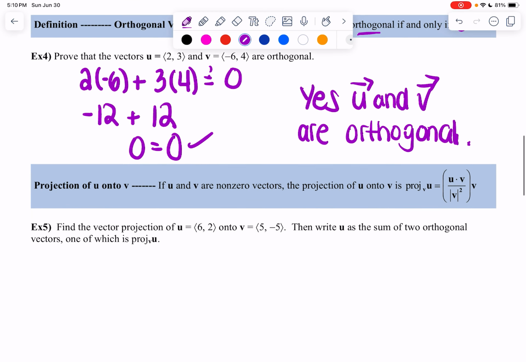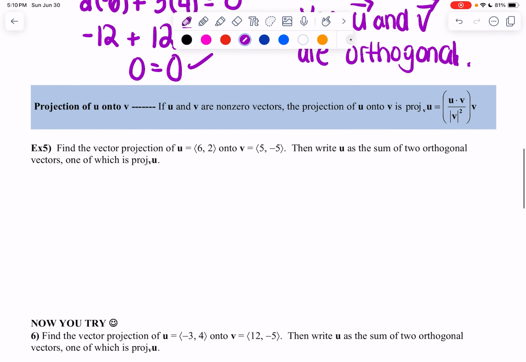Okay, and the last term would be talking about the projection of u onto v. I would be talking to my students about how this applies in application problems, how if you throw a ball at a certain vector, how far will it go? So if u and v are nonzero vectors, we're going to be using this formula. Notice how the directions are. If you're projecting u onto v, v is going to be the subscript because that's where it's going onto, and u is going to be your starting point.